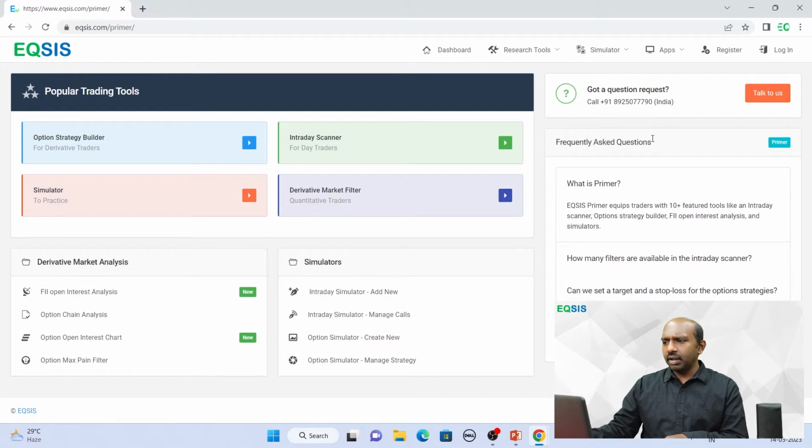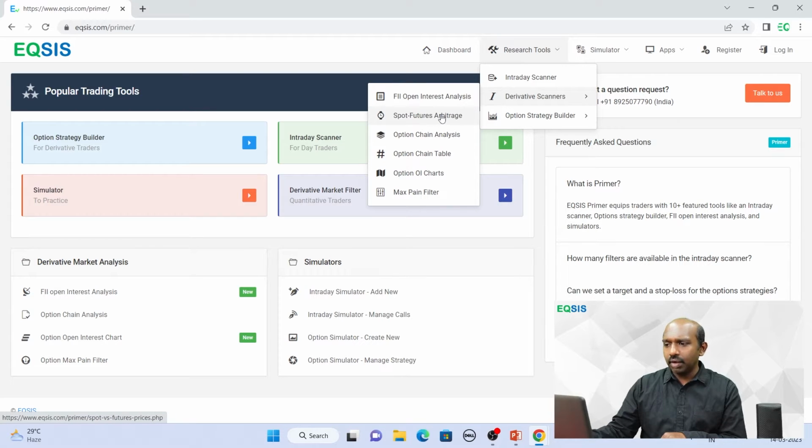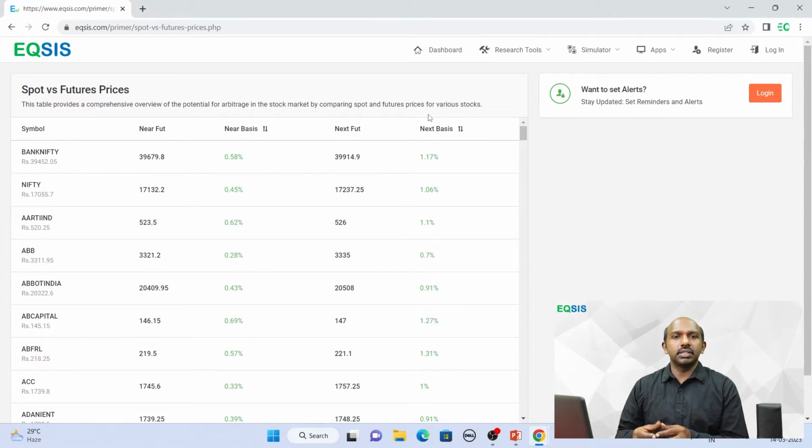It is recommended that you create an account and make sure that you are logged into this platform so that you can seamlessly access it, and the registration is free. Whereas if you want to follow along without even creating an account, you can still do that. What you have to do is get into this research tool. There you have a derivative scanner, and in this derivative scanner you have a second feature, which is spot future arbitrage. This is what I'm specifically talking about.